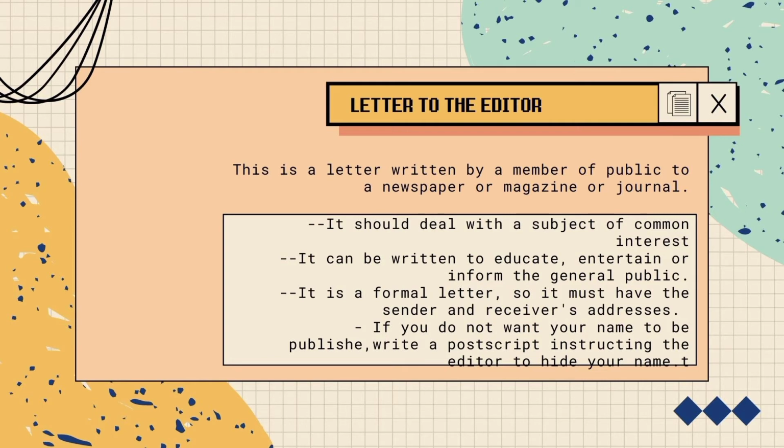So now we talk about the letter to the editor as one type of article. This is a letter written by a member of the public to a newspaper or magazine or journal. You write a letter as an individual to a newspaper. Now, when presenting it, it won't be presented as a letter in the newspaper. Your message is the one that will be presented in the newspaper, and it will be there to either entertain or educate the public. So your message will be published.